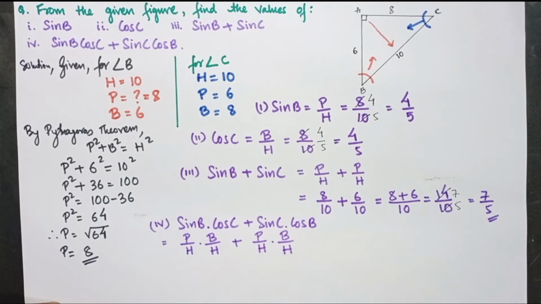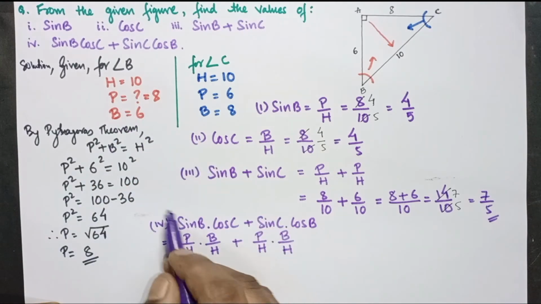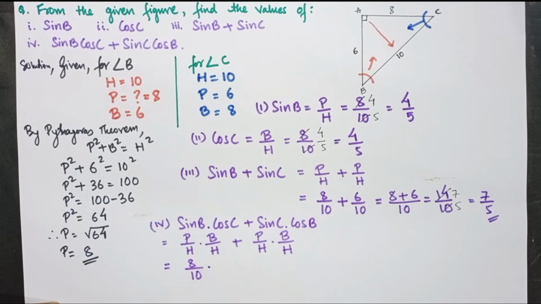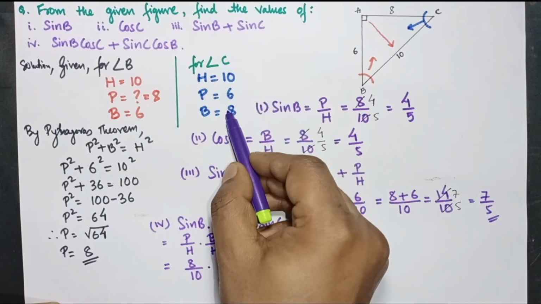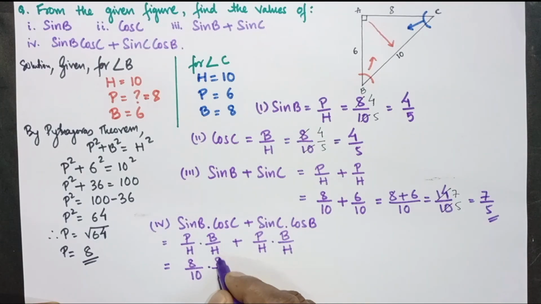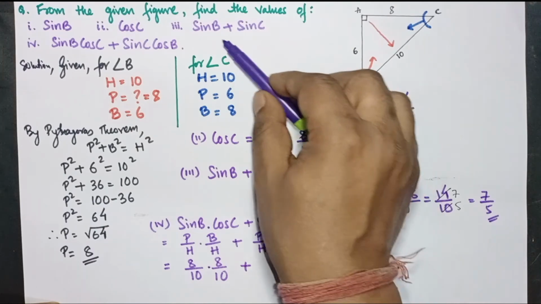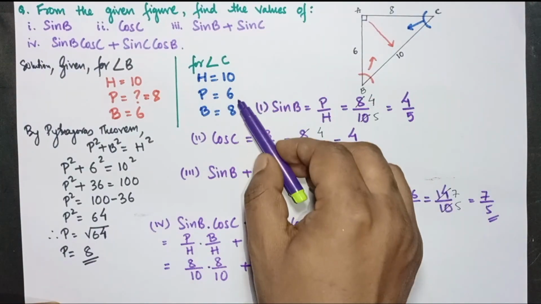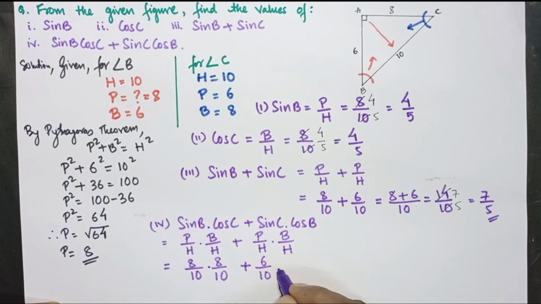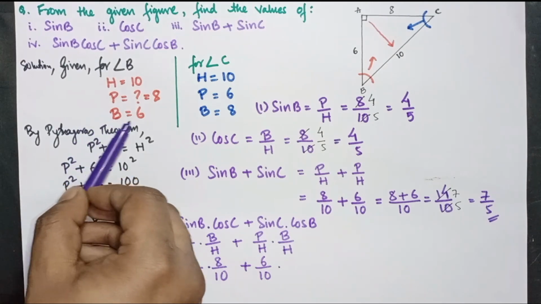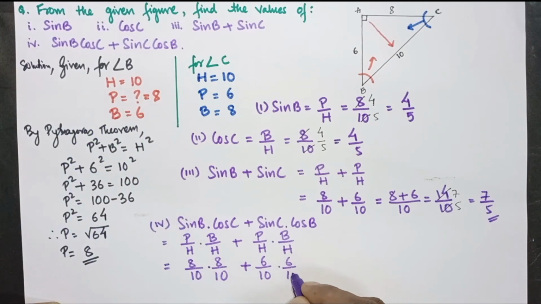So now we will put the values. Sine B is there. So first one is B. B means we'll use this. So P is my 8 upon H is my 10. Okay. So what do you have? C means we have to use this value. So B is my 8 and H is my 10. Plus, now what do you have? Sine C. So C means we have to go to this table. So C means perpendicular. Perpendicular is my 6 upon 10, dot. Cos B, so the angle is B, so we have to use this table. So what do you have? B is your 6 upon 10.